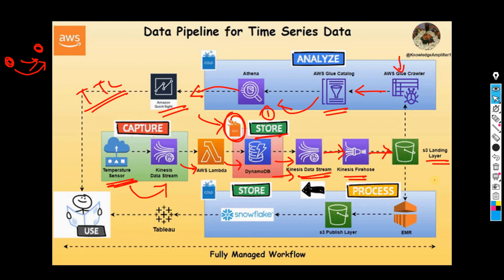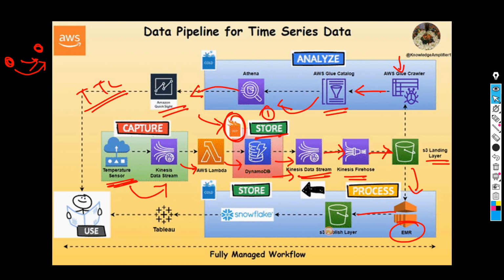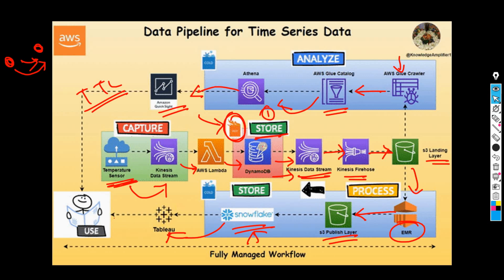Or the second option can be, suppose on that temperature sensor data we need to do certain big data computation, then we can use PySpark in EMR, and the processed data we can publish in an S3 publish layer, which is another S3 location. From there we can store that data in some cloud warehousing system like Redshift or Snowflake, and from there we can build the data visualization for our business users using Tableau. Okay, and they can access that, right?